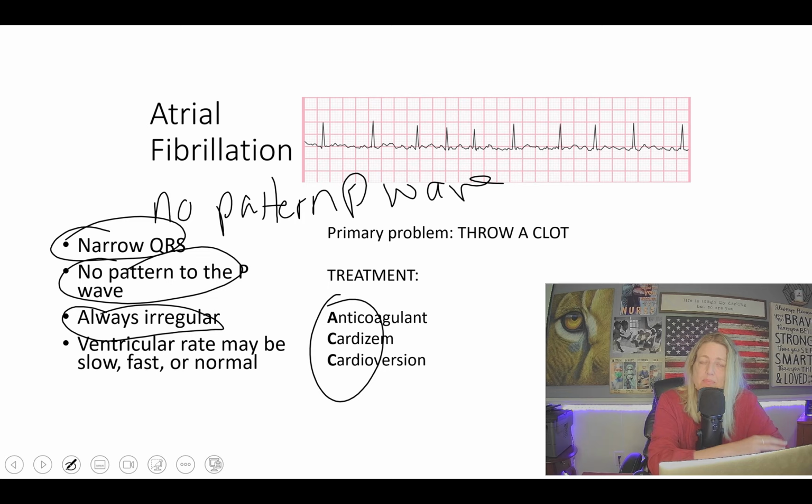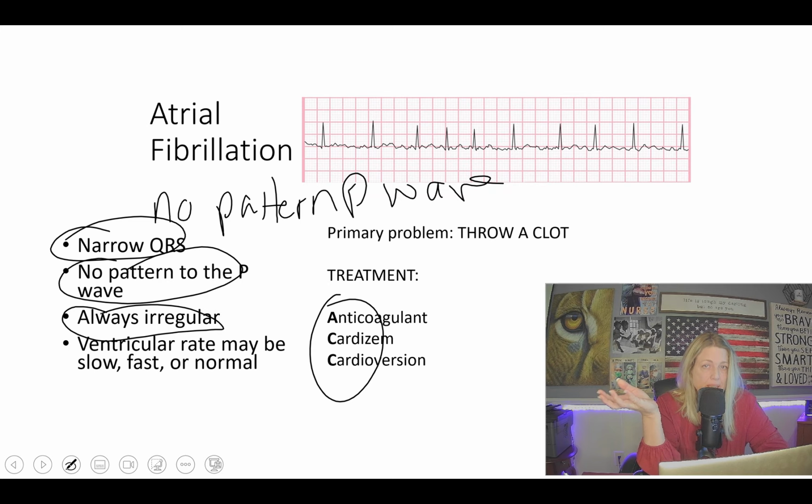The primary problem is we're concerned they're going to throw a clot. So what's the treatment for AFib? ACC: anticoagulant, Cardizem, and cardioversion, exactly like aflutter. So that's why I said aflutter and AFib are clinically the same for nurses at the bedside. We treat them exactly the same.